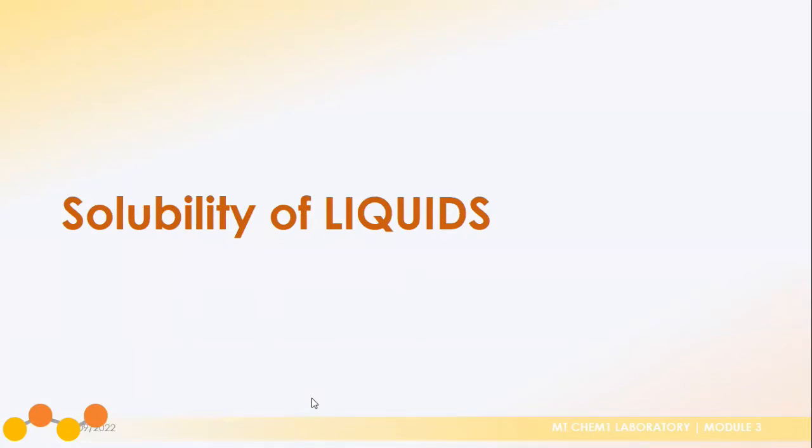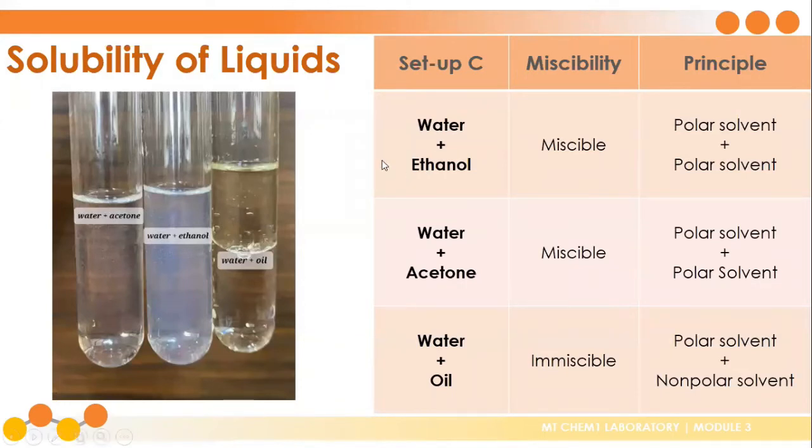Let us now proceed with the next part of our solutions experiment, wherein we will be observing the solubility of liquids. Kindly remember that in talking about solubility of liquids, we are to use the terms miscible and immiscible. For this one, kindly take a look at this picture. These are the results upon combining the different solvents with each other. First we have water and ethanol or alcohol. We also have water and acetone. And finally water and oil. And then here are their miscibility with each other.